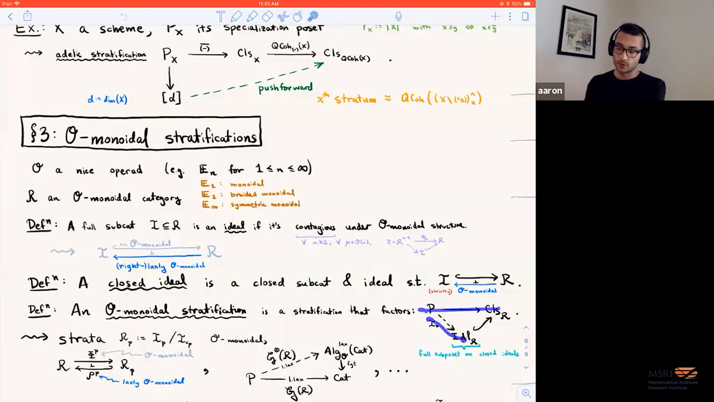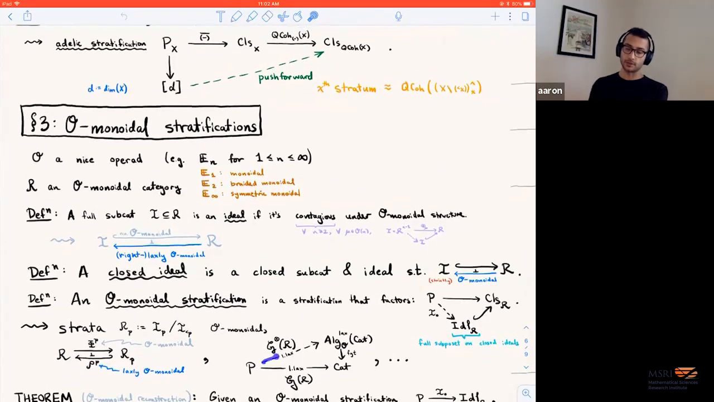It's just a stratification that admits a factorization through the full subposet of the closed ideals, as opposed to just closed subcategories. So same story, I've got strata, level P mod everything less than P. The stratum is once again an O-monoidal category. I have this adjunction. The left adjoint is O-monoidal, the right adjoint is laxly O-monoidal, and the gluing diagram admits an enhancement. So the gluing diagram is this left lax functor from the poset to categories. And it enhances to a functor to O-monoidal categories and laxly O-monoidal functors between them. That's how the gluing diagram upgrades.